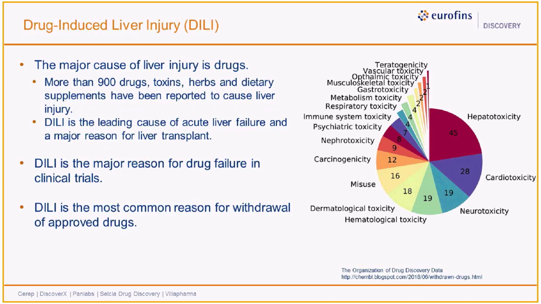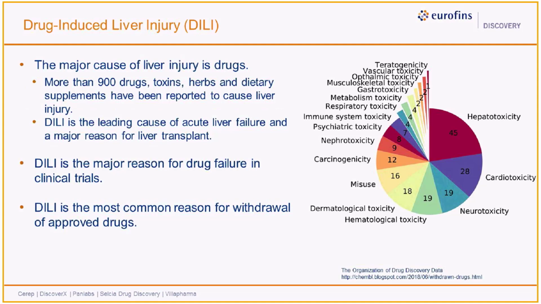First, let's ask a very important question. Why is DILI assessment in early drug discovery important? As we know, drugs are a major cause of liver injury. More than 900 drugs, toxins, herbs, and dietary supplements have been reported to cause liver injury. Approximately 75% of the idiosyncratic drug reactions result in liver transplantation or death.